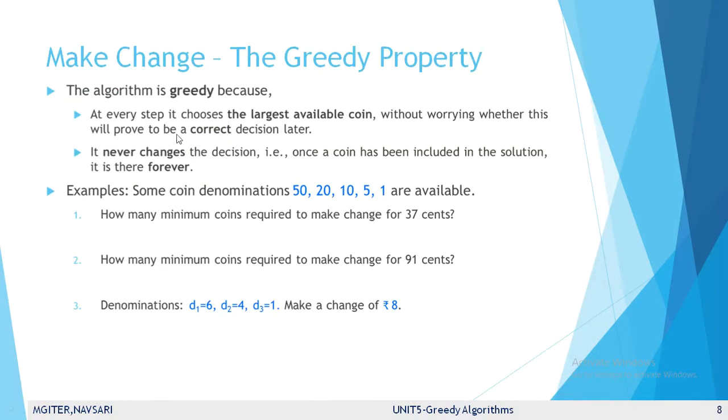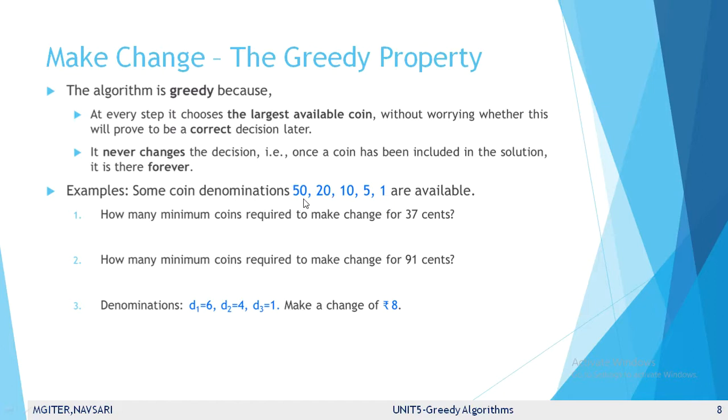Now these are the properties of the greedy method. The first property is that at every step it chooses the largest coin without worrying about whether it gives the correct answer or not. And the second is that it never changes the decision. Once the coin is included in the solution set, we never reject it. Now here we also see an example.